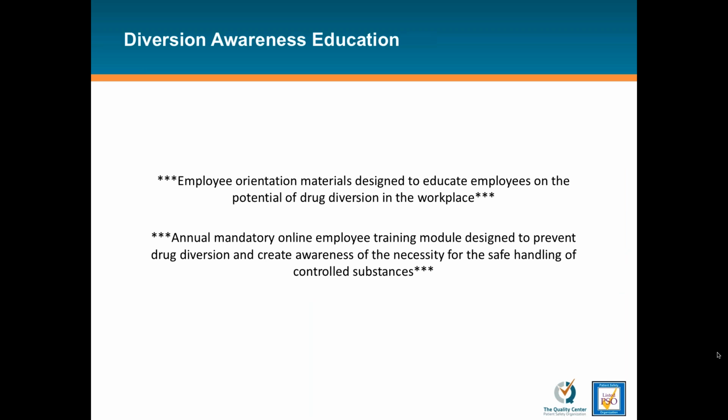So here is one of our references to the previous settlement Evan talked about. In the settlement agreement between the DEA and this healthcare facility, they had to commit to providing employee orientation materials designed for education at new employee orientation, and then also have annual mandatory online employee training, again, designed to prevent drug diversion and create awareness about diversion within the workplace.